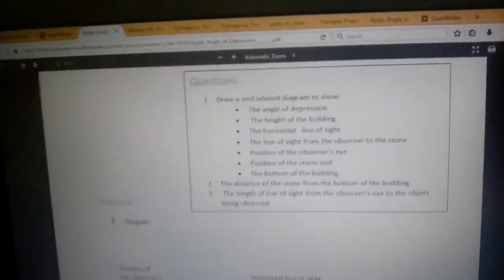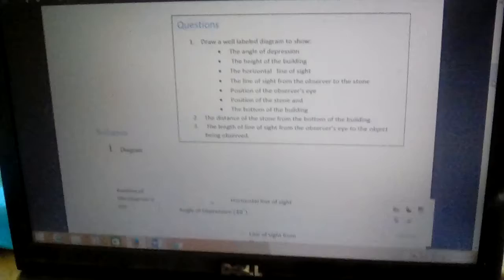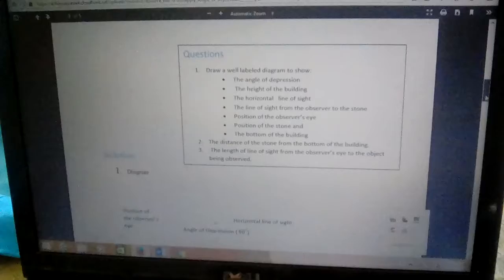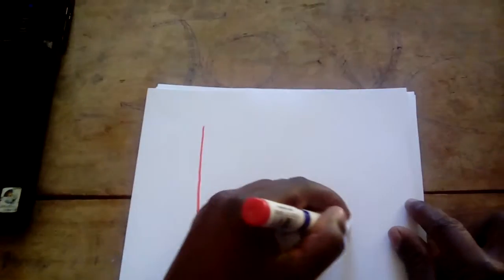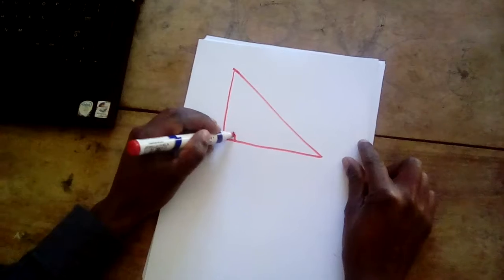Now, what we're going to do here is not calculations. We are just going to draw a diagram that will represent that observation of the stone from the top of the building. Now, looking back at this picture, if you want to draw a diagram that will represent this, you will have a right angled triangle like this, where this angle here is 90 degrees.